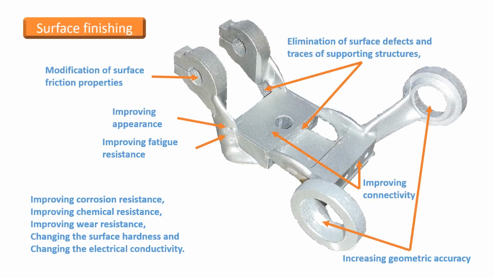Surface treatment can have several purposes. Increasing geometric accuracy. Elimination of surface defects and traces of supporting structures. Improving appearance. Modification of surface friction properties. Improving connectivity. Improving corrosion resistance. Improving chemical resistance. Improving wear resistance. Changing the surface hardness and changing the electrical conductivity.